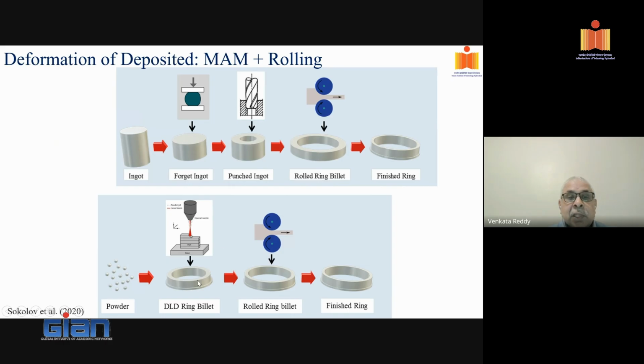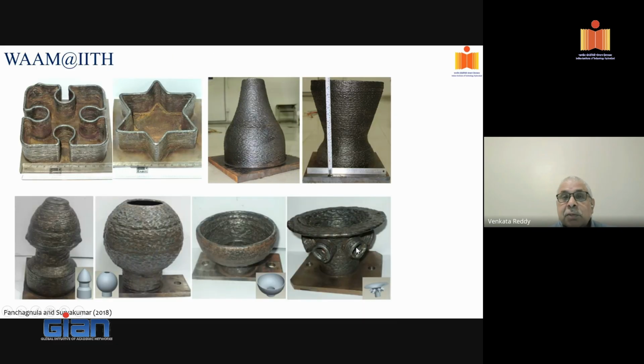Then powder, deposit, ring roll it, and finish it with the same mechanical properties. Process parameters can be adjusted. My friend Professor Surya extensively works on wire arc additive manufacturing at IIT Hyderabad. The components you can clearly see here.